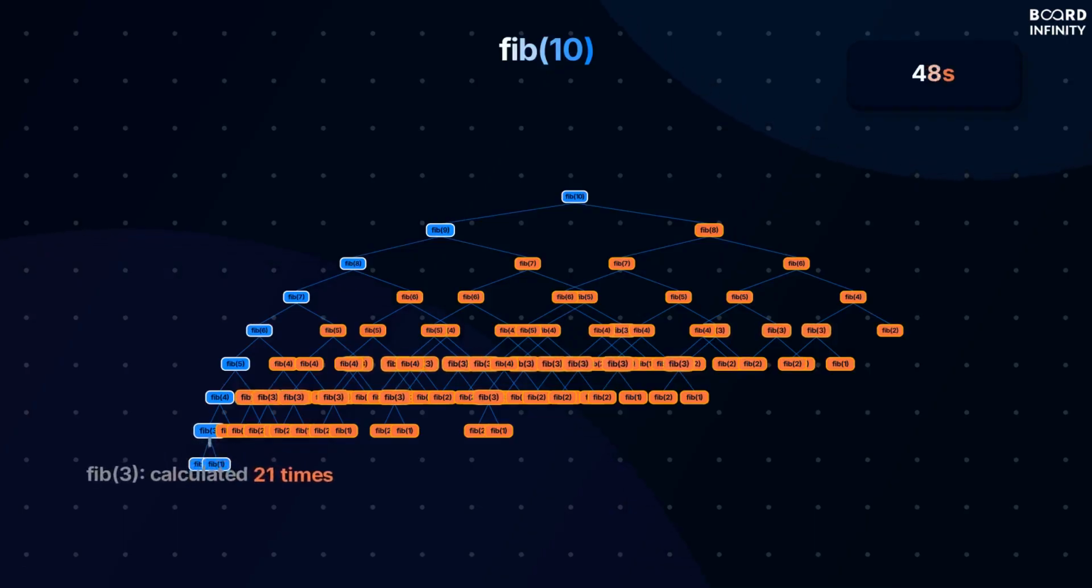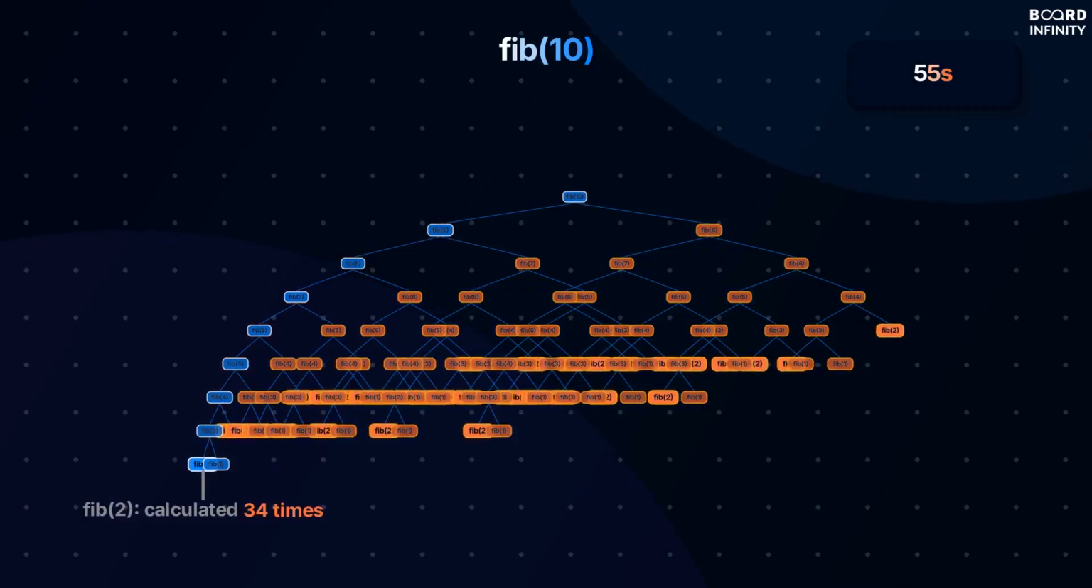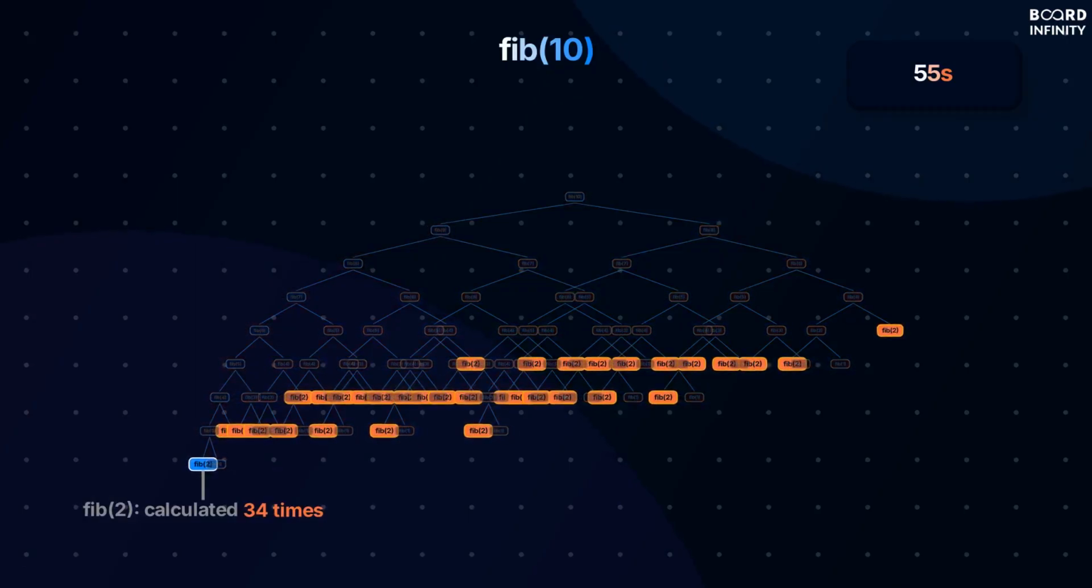But here's the thing. If you just remember the answer to fib of 3 the first time you calculate it, you never have to calculate it again. You simply look it up. This is the core insight for optimizing such problems. That's dynamic programming. It's not magic. It's not a trick. It's just avoiding repeated work. It's a strategic way to manage computations.